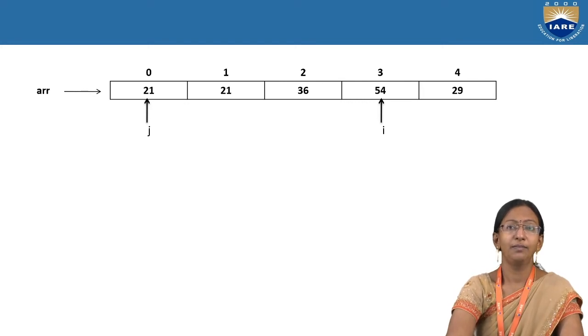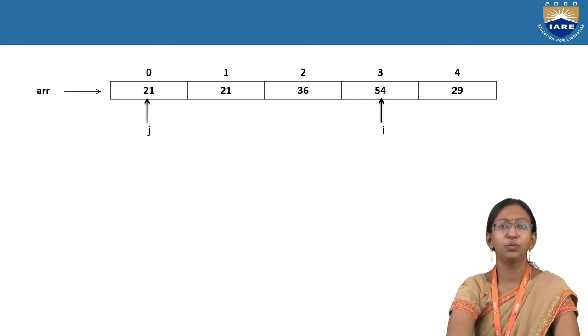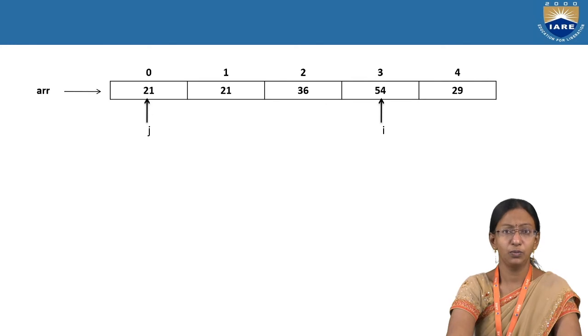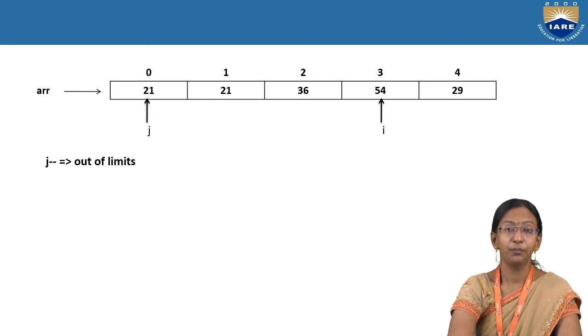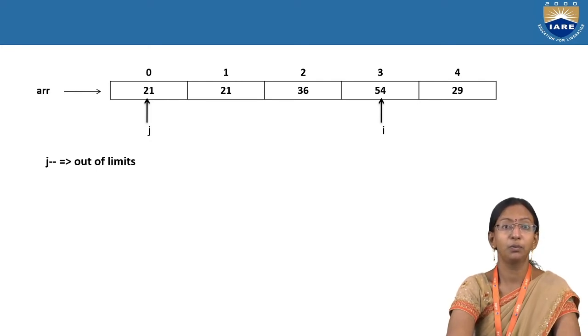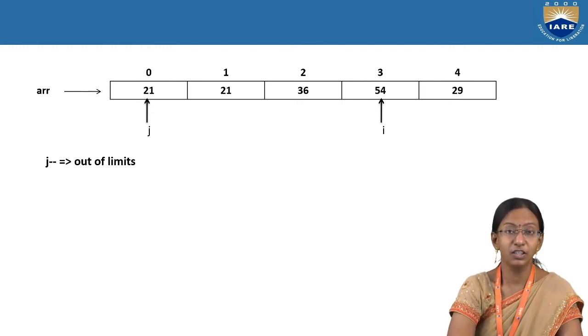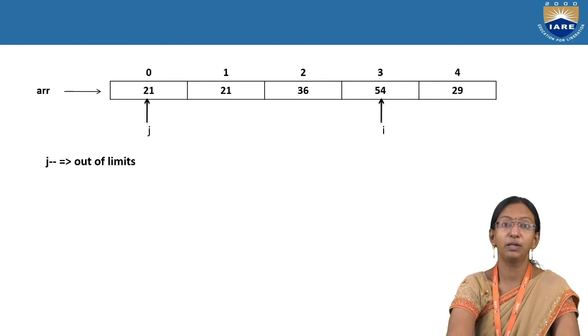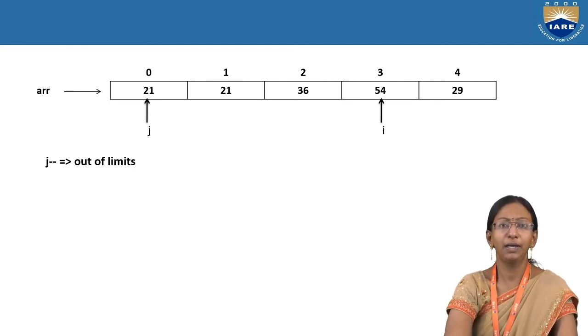So have a look at this one. Now index value 1 is holding 21 and J got decremented. If J gets decremented, what will happen? The while loop is going to break. Why? J will be now holding -1, which violates the condition J greater than or equal to 0. Right? So now the while loop breaks.